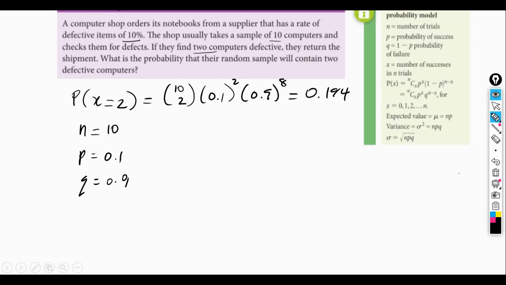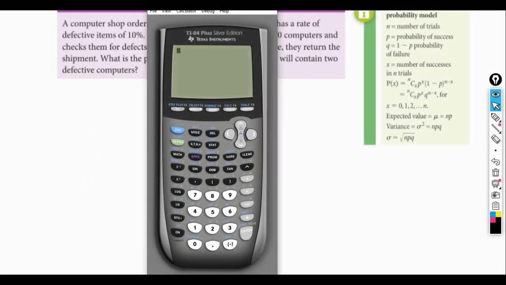Now, the GDC has a function that calculates this for you, so I'm going to show you how to do that next. What we do with the GDC is that we go to second and vars, and on top of vars, you're going to see something that says distribution. And once you enter that screen, you're going to scroll down all the way to letter A, where it says binomial probability distribution formula.